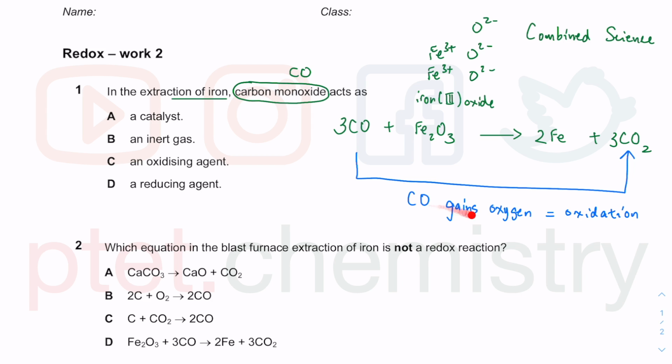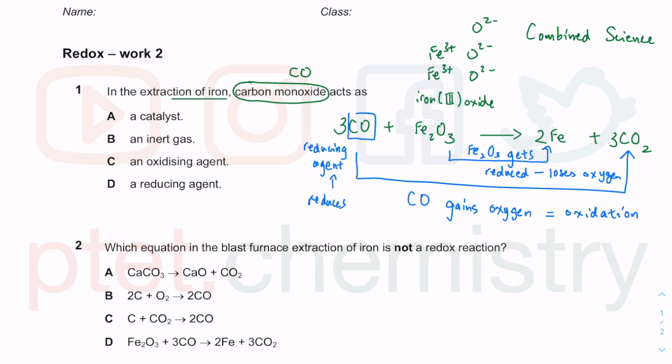The fact that it gets oxidized, but what happened to the other substance? The Fe2O3 gets reduced because it loses oxygen. So what makes the Fe2O3 get reduced? Because the CO is acting as a reducing agent. If you are a reducing agent, you reduce the other substance. So in this case, it reduces the Fe2O3, it steals away the oxygen from there, and it makes the Fe2O3 lose oxygen and therefore undergo reduction. So the CO is a reducing agent in this particular reaction to extract iron.